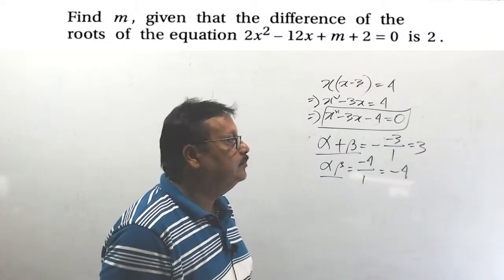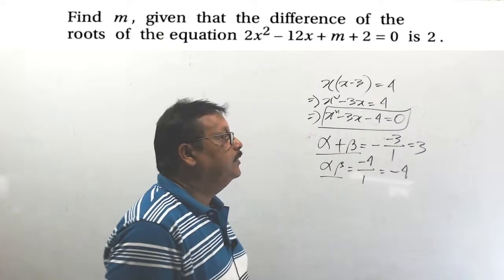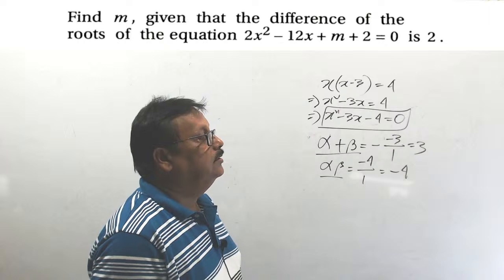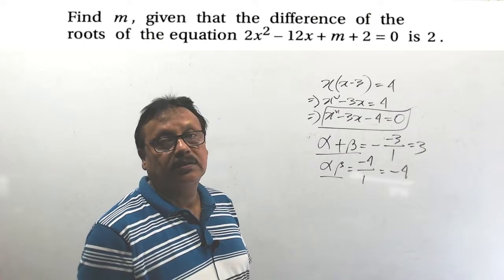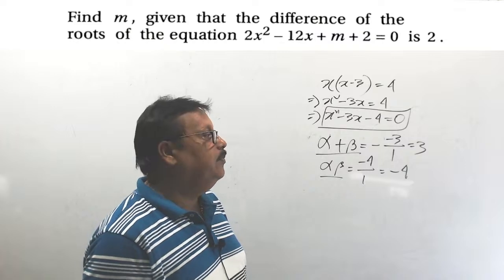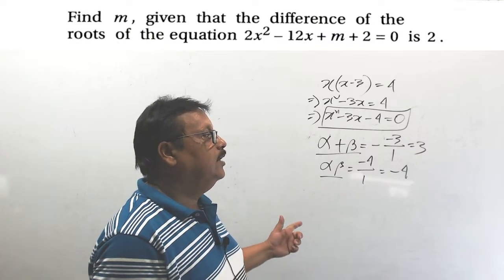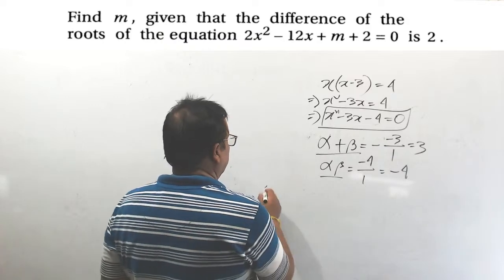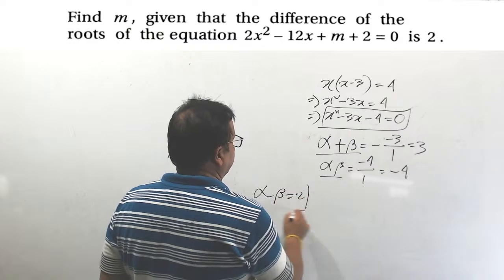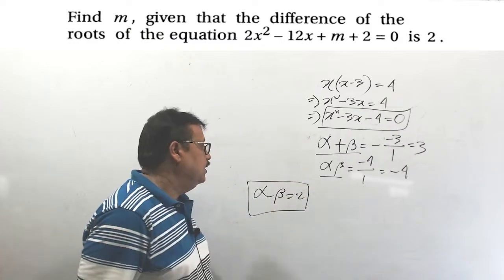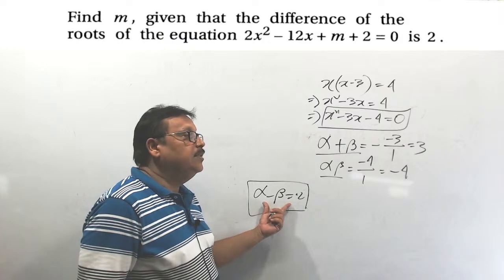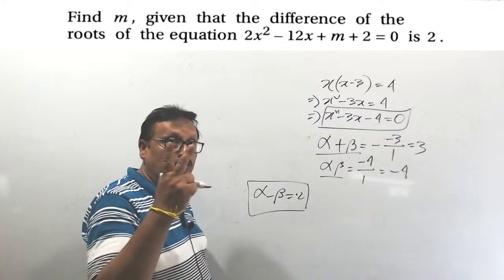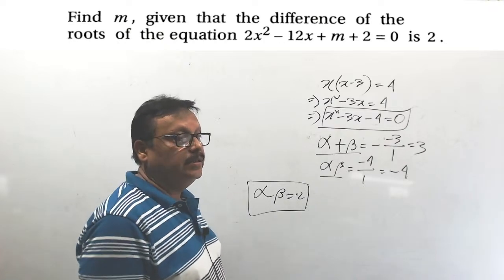What's the next problem? Find the value of m given that the difference of the roots of the equation is this one. Same pattern. That means the equation is given, and the difference of the roots, that is, if alpha and beta are the roots, then alpha minus beta is equal to 2. It is given to you. By using this relation, you have to find the value of m. Very important. A 2 marks question may come, right?